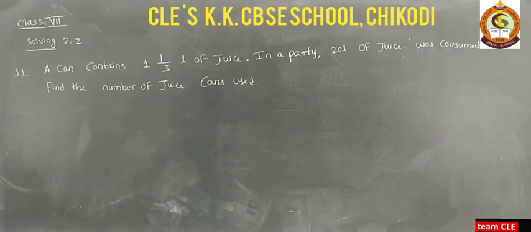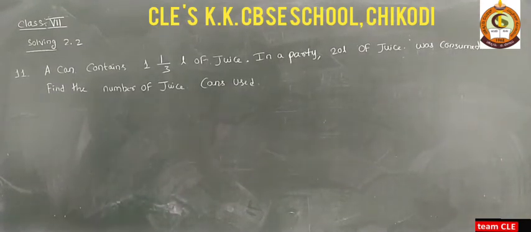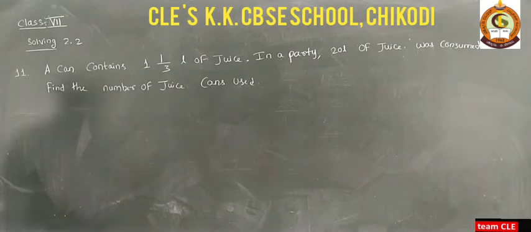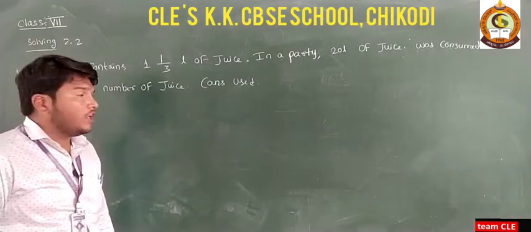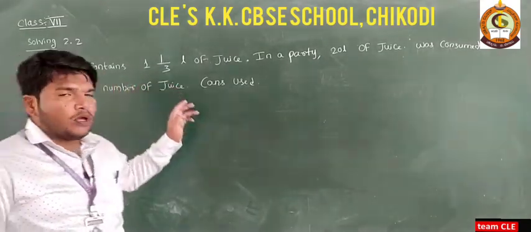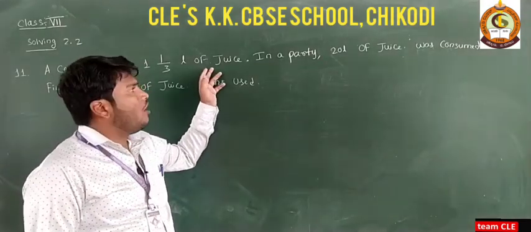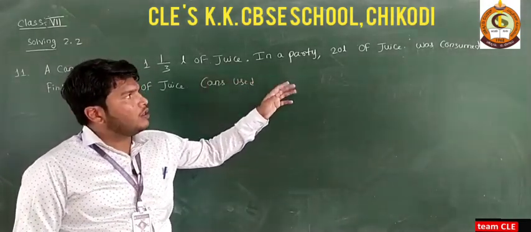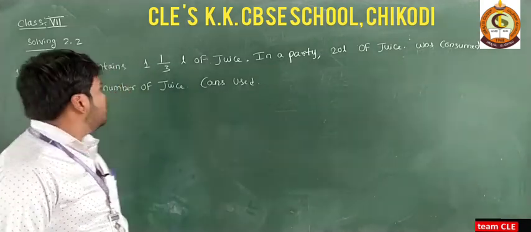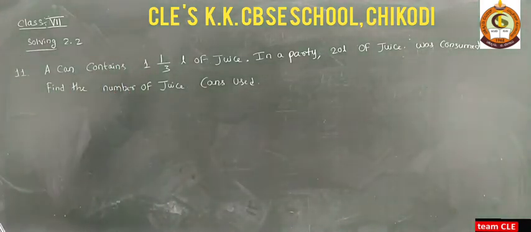Okay dear students, now comes one more question of exercise number 2.2. In exercise number 2.2, the 11th question says a can contains 1 integer 1 by 3 liter of juice. In a party, 20 liter of juice was consumed. Find the number of juice cans used.